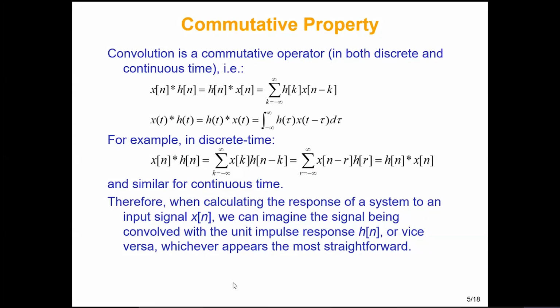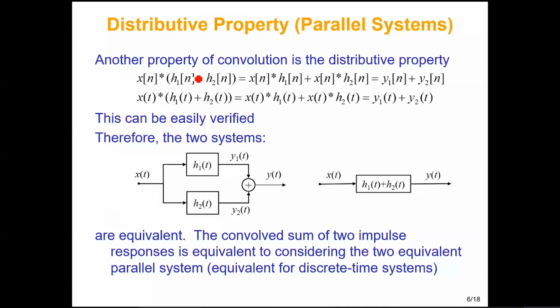We have seen that the order of convolution doesn't really matter. We can take any one first and accordingly get the convolution sum. This is true for both discrete time and continuous time. We can take either h of t first or x of t first, and accordingly get the convolution integral or convolution sum and find the result. Now consider the distributive property of convolution, which helps you simplify parallel systems.